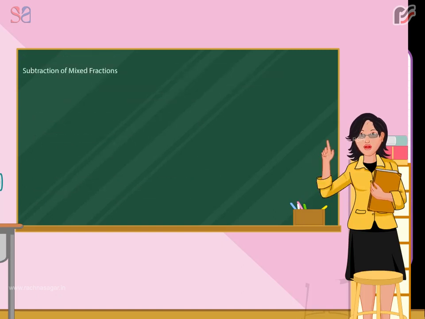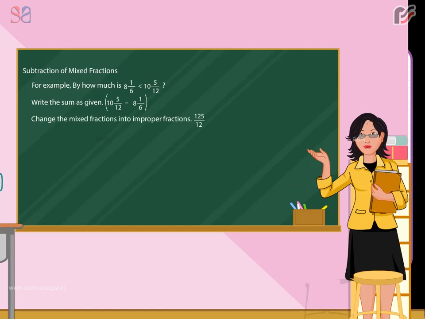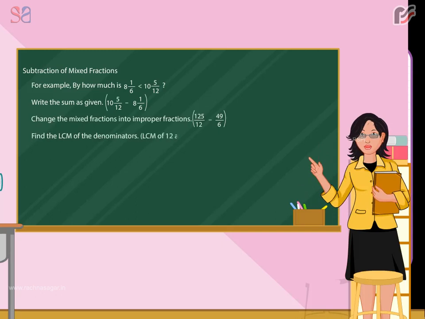Subtraction of mixed fractions. For example, by how much is 8 1 by 6 less than 10 5 by 12? Write the sum as given: 10 5 by 12 minus 8 1 by 6. Change the mixed fractions into improper fractions: 125 by 12 minus 49 by 6. Find the LCM of the denominators. LCM of 12 and 6 is 12.